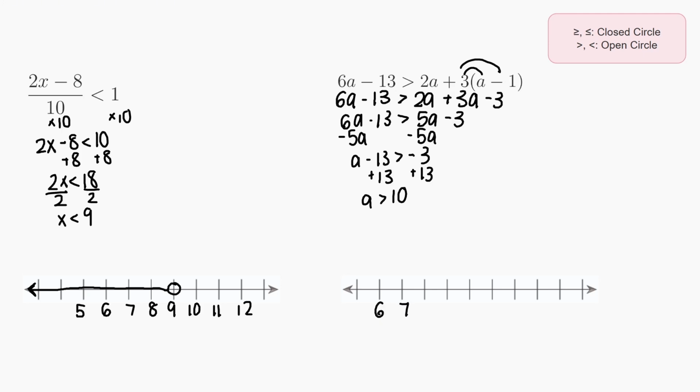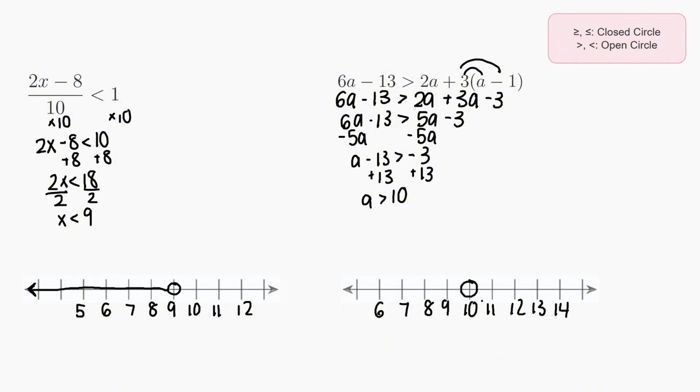Now, populate this again, and we'll make a circle at 10. As you can see, we have a circle at 10. Should we close up the circle? There's no equal to sign here, so we leave it open. A is greater than 10.